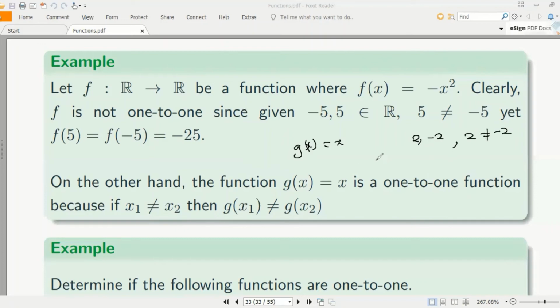Let me see their outputs. g of negative 2, using this definition, will be negative 2. g of 2, using this definition, would be 2. So the outputs are also different. The inputs are different, the outputs are also different. So this function is one-to-one.